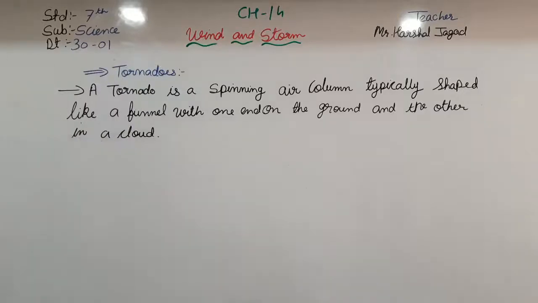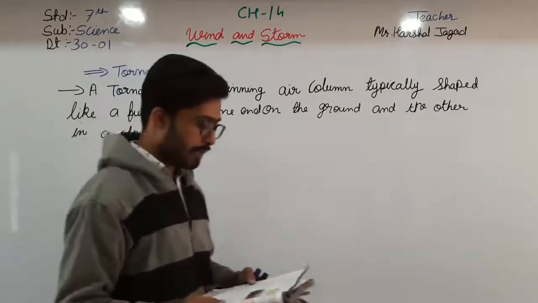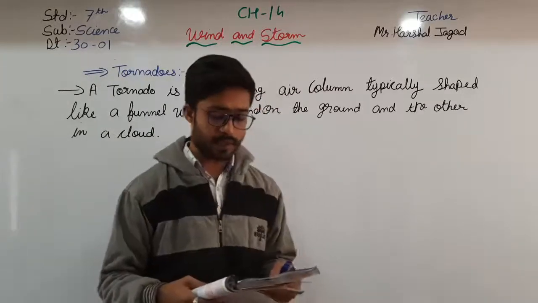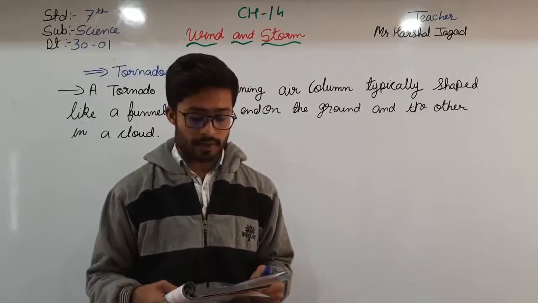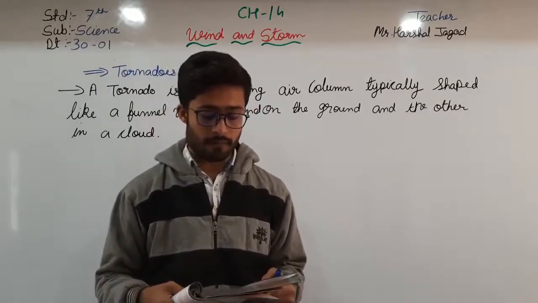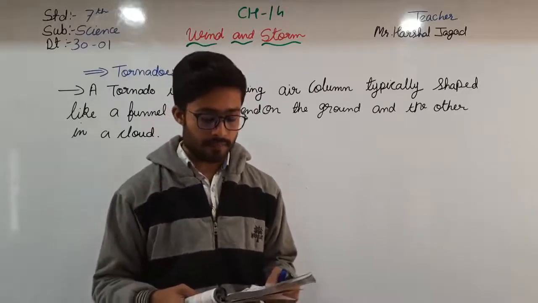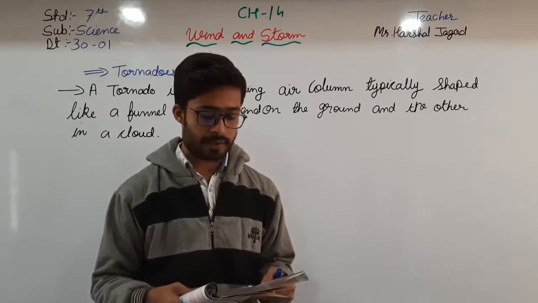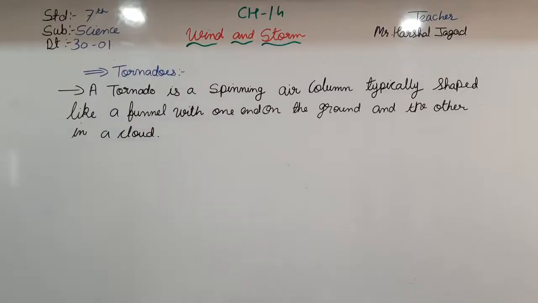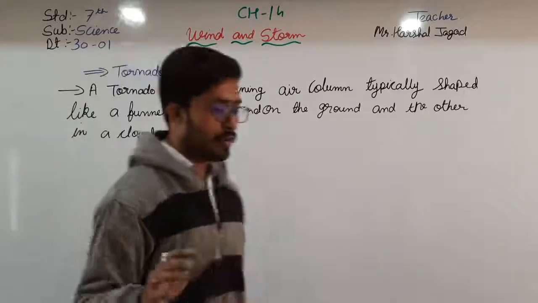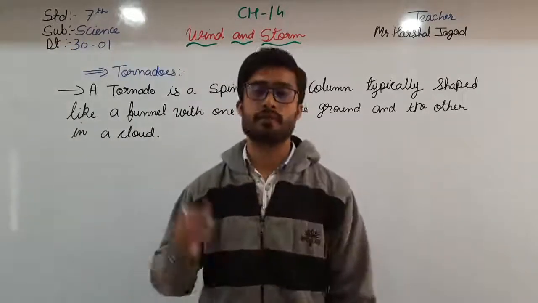Let us see. Wind speeds in tornadoes are very high and anemometers usually get damaged by the power of the wind. Tornadoes are generally formed on the land and develop from thunderstorms. They can be very violent, destroying everything in their path. Means wherever the tornado goes, it destroys all the things over there and then moves further.